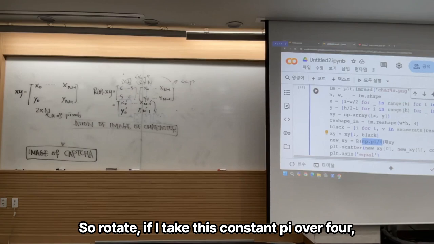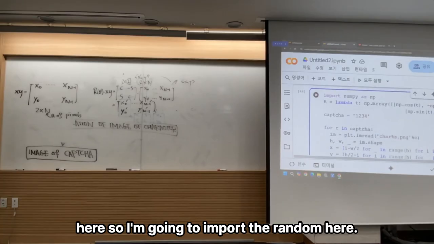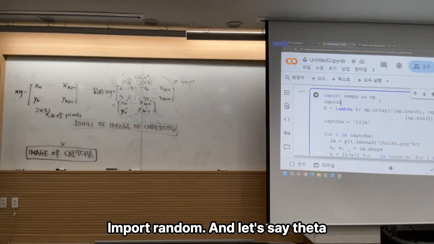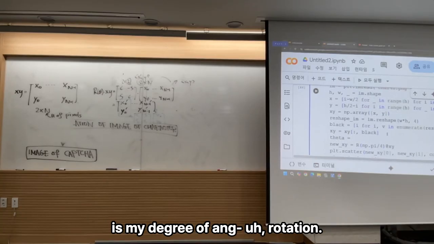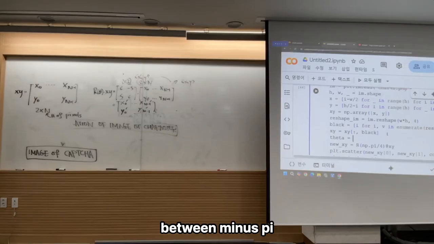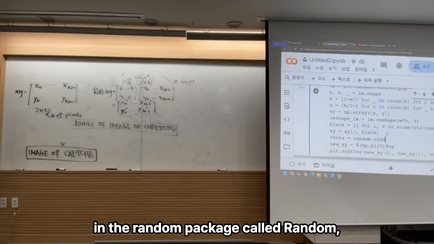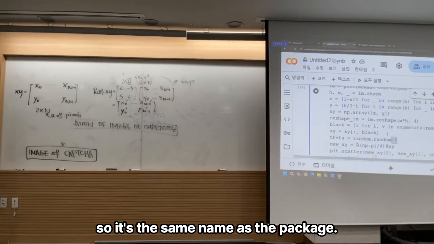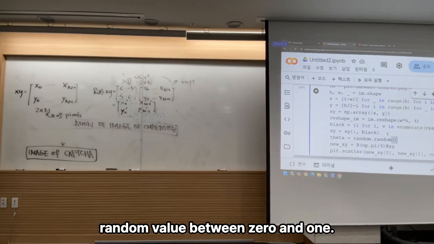So for rotate, if I take this constant pi over 4, every character will be rotated by the same amount, but I want some randomness here, so I'm going to import random. And let's say theta is my degree of rotation. I want it to be any number between minus pi over 4 and pi over 4, minus 45 degrees to 45 degrees. There is a function in the random package called random, so it's the same name as the package. It only gives you a random value between 0 and 1.